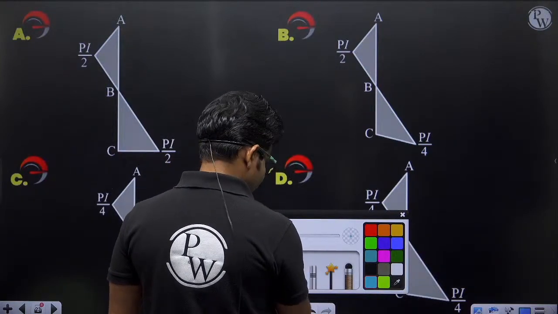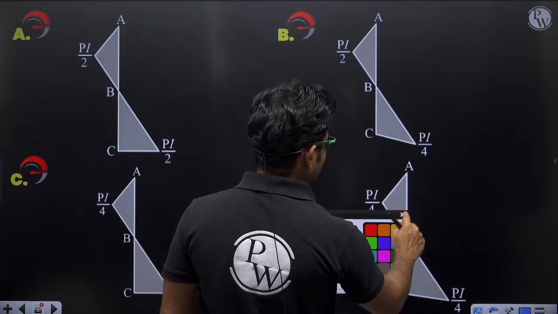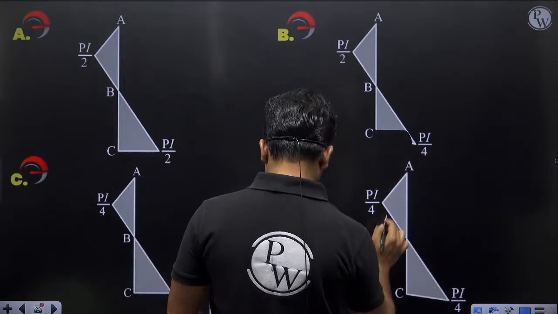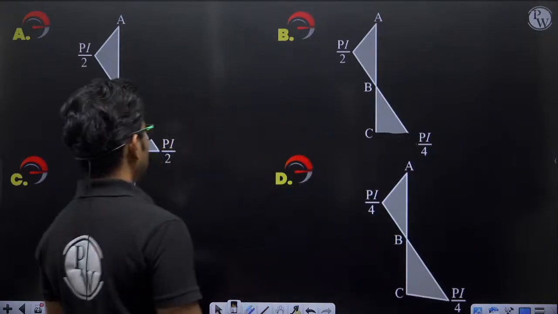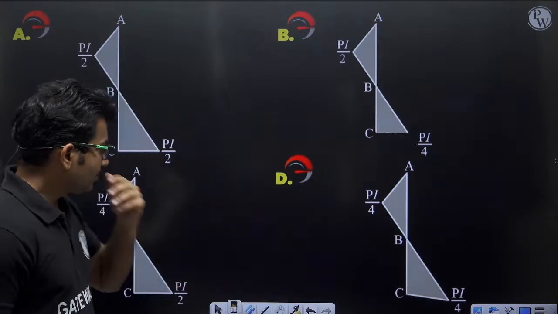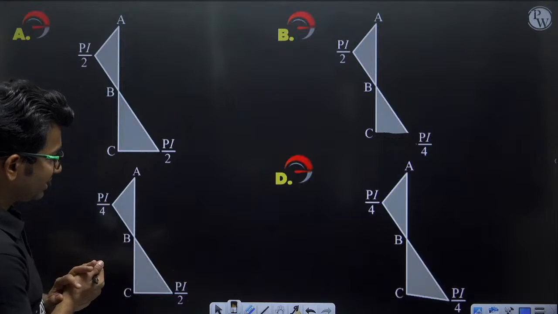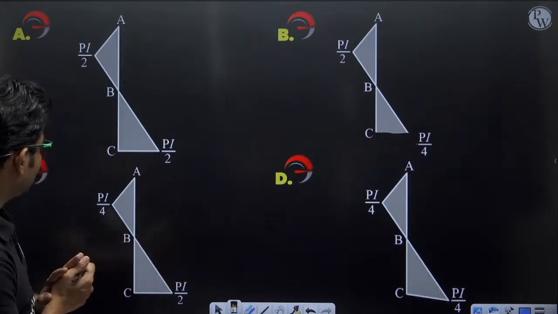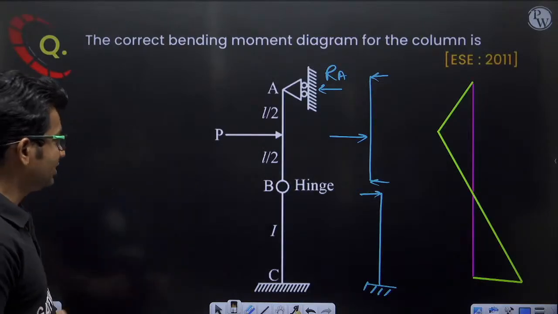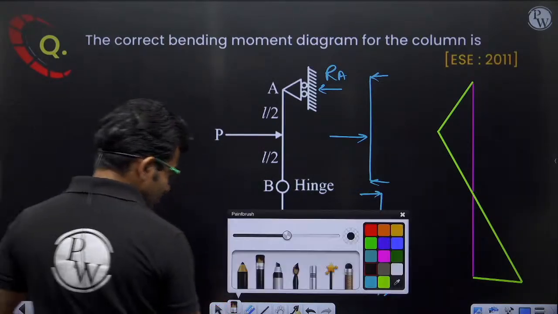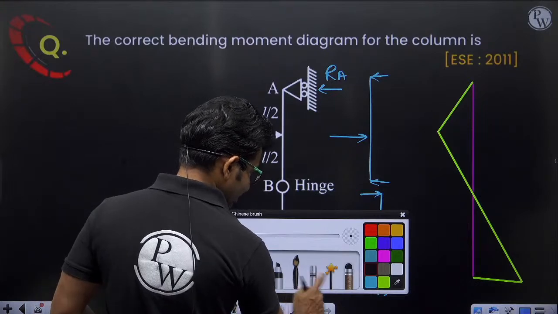Okay, all the shapes are correct. All the shapes are correct. No shape is wrong. So we have to find out the magnitude in this case. So how to find out the magnitude in this case?